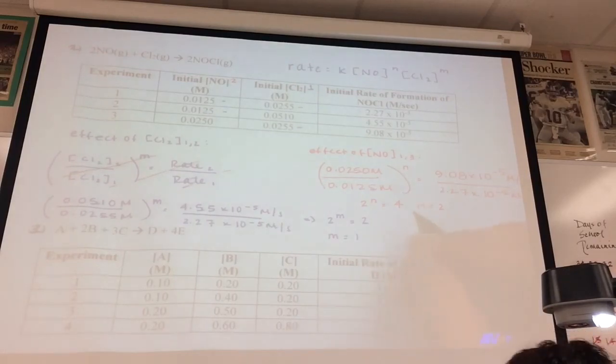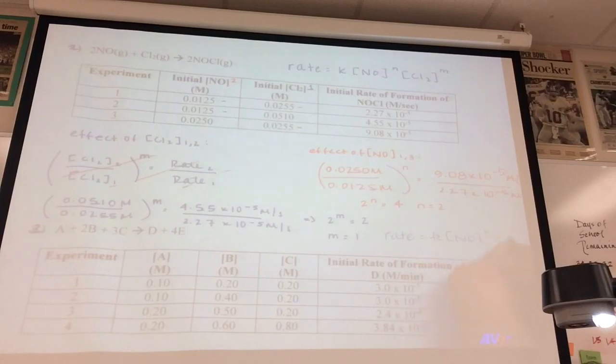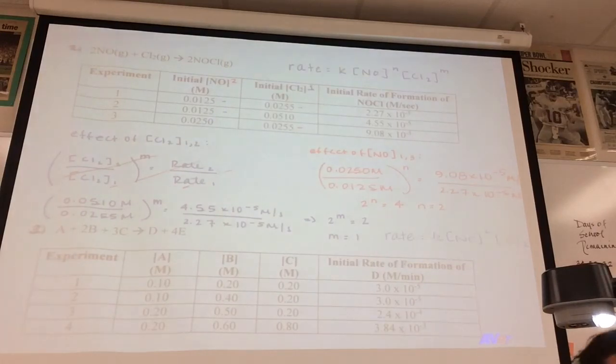Now I've got all the pieces of the puzzle. Rate is equal to K NO to the second, chlorine to the first, and overall order here would be 3 is correct. So it looks really, really hard, but as we do more and more problems, I think you will be extremely successful with this type of analysis.